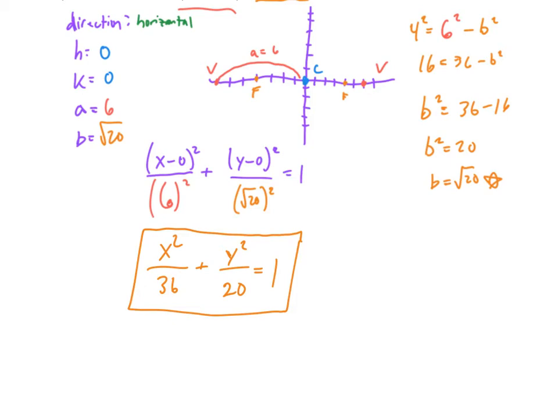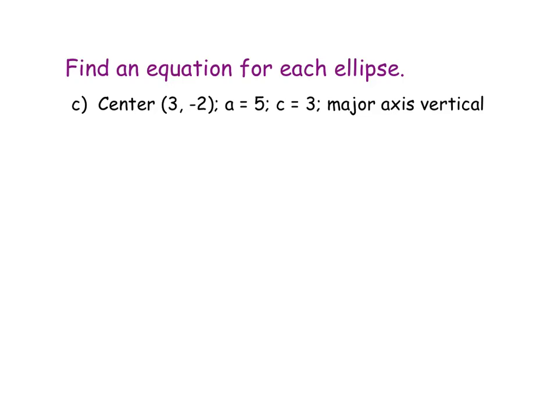Okay, going to look at another one. And so write up my questions. Here they're telling me the center is at 3, -2. The A is 5. And C is 3. And then it has a major axis that's vertical. So they're actually giving me a lot of information here.